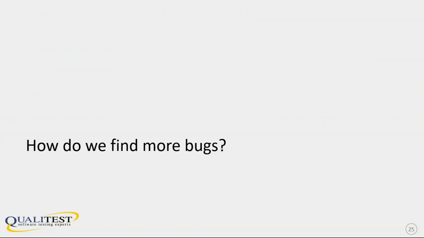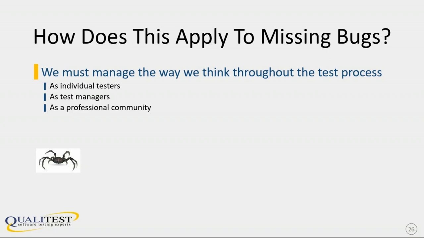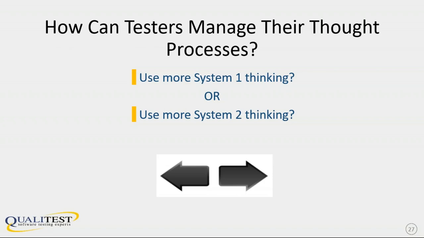Well, how do we apply this to missing bugs? Well, we need to manage the way we think throughout the test process. This means we need to manage it as individual testers, as test managers, and even as a professional community. So let's go back to figuring out now how testers can manage their thought processes.